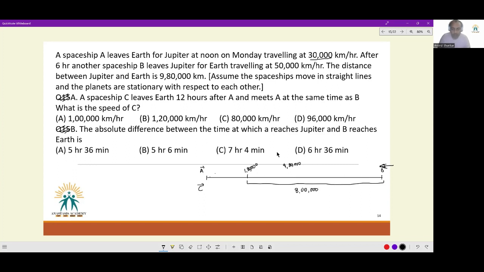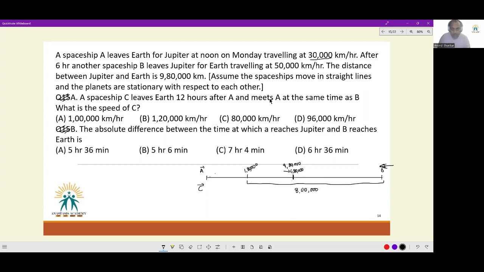Now the ratio of speed of A and B is 3:5, 30,000 km per hour and 50,000 km per hour. So they are cumulatively traveling 8 lakhs, 3 parts by A. They would have met at this point. 4,80,000 from A, or from B it will be 5 lakh.